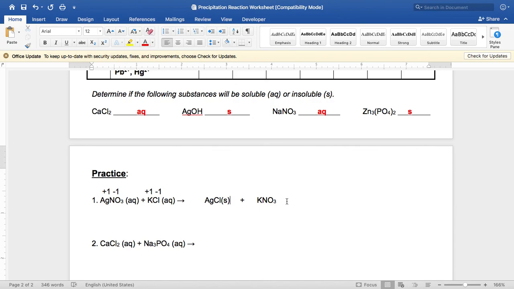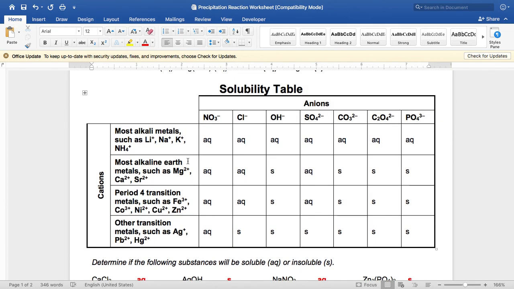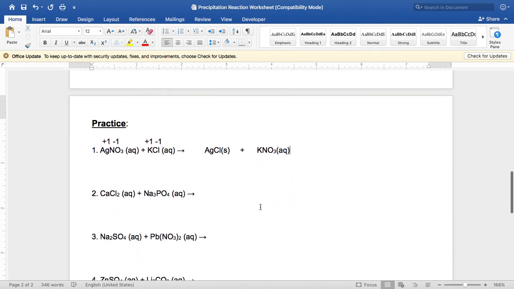Now my KNO3, again, I'm going to go up to my solubility table, and I'm going to find my K and my NO3. They're both in the first row and first column. That is aqueous. So when I'm here, make sure I've clicked off my subscript. I'm going to put (aq) in parentheses. So I've figured out that I can add these two solutions together to make a solid, silver chloride.